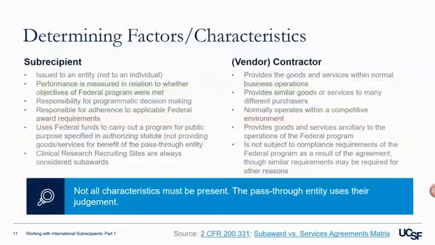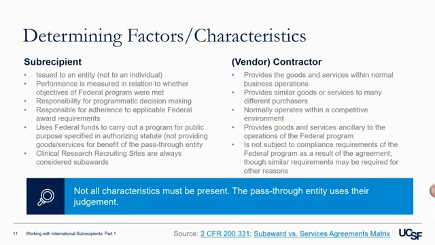So next slide, please. In the first slide, we went over definitions. Now in 2 CFR 200.331, we go over determining factors or characteristics. According to the Uniform Guidance, non-federal entities may concurrently receive federal awards as a recipient, subrecipient, and contractor. But it's important that a pass-through entity make case-by-case determinations whether an agreement is providing payment of federal funds to a subrecipient or a contractor.